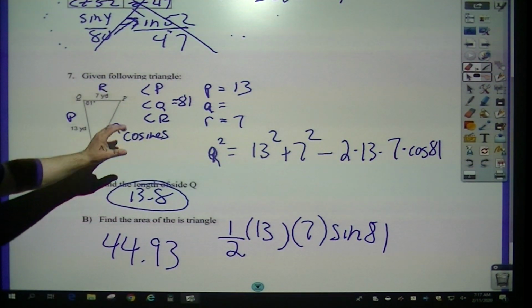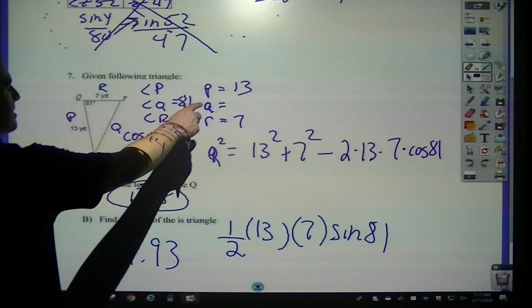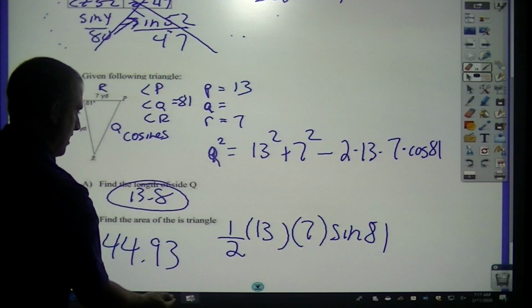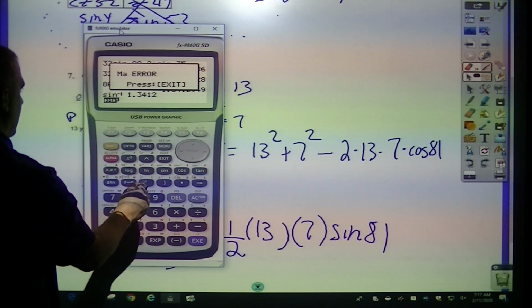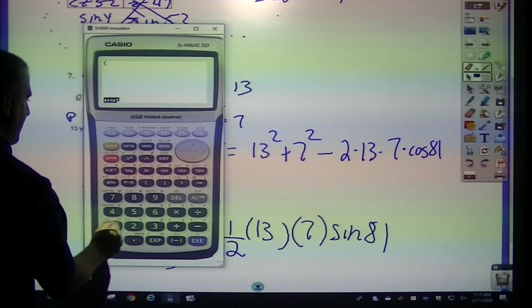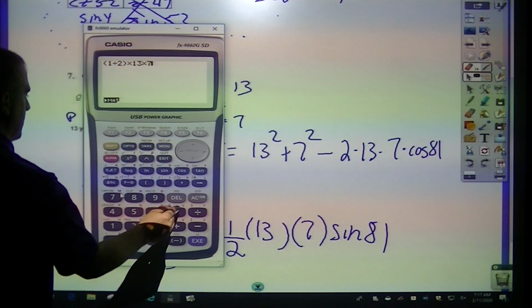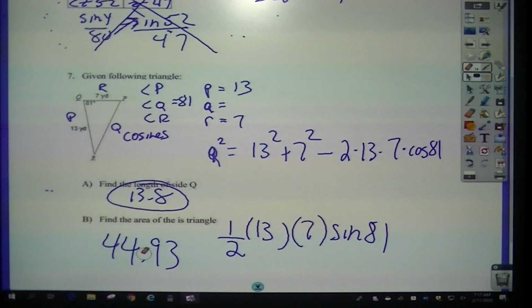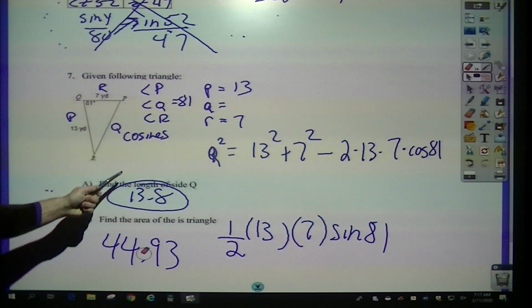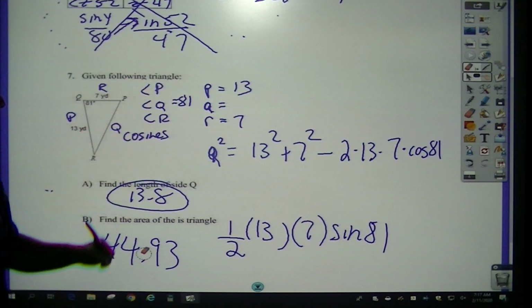Now, if you look at some of your questions, this first question asks, what is the area? Just by being given that, I know I can use that area formula, because it's like the law of cosines part. So all I'm going to do is type in 1/2 times 13 times 7 times the sine of 81. That gives me 44.93. Now, they also ask, what is the length of side Q? So I just have to find that. I don't even have to worry about these other angles.